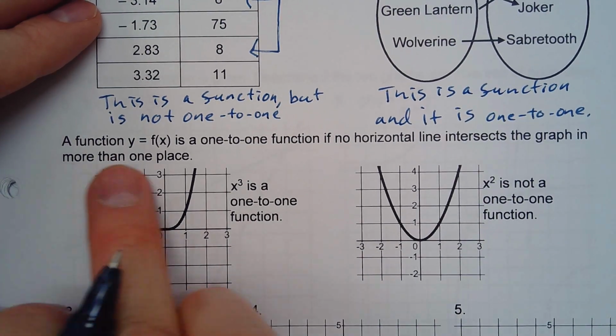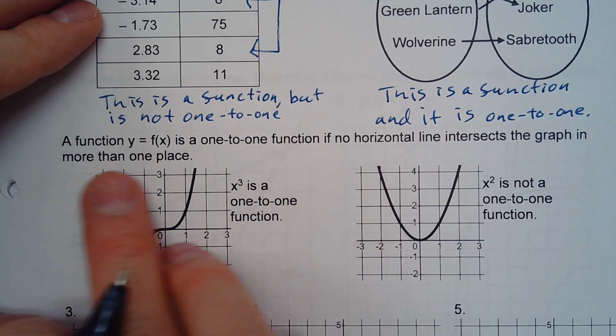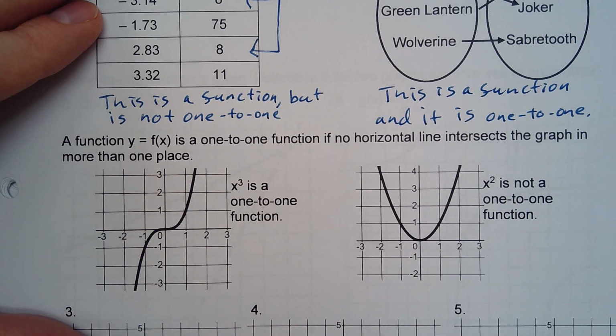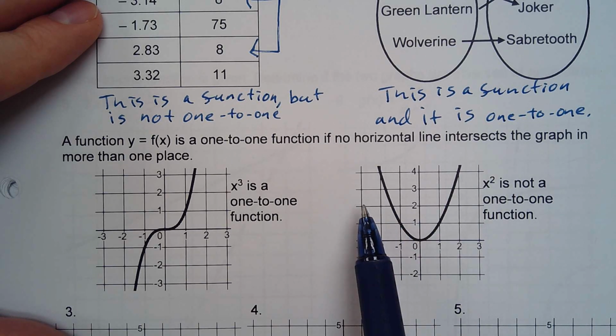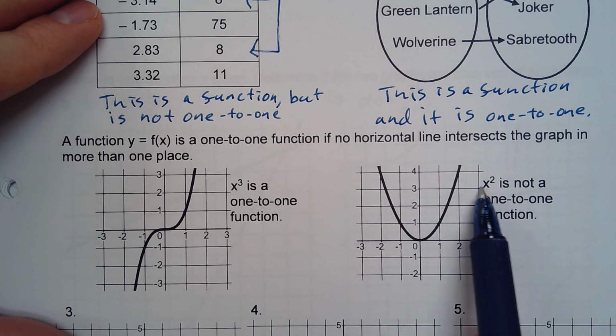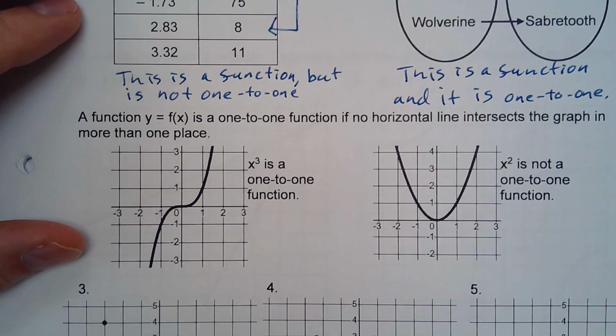And remember, a function f of x is one-to-one if no horizontal line intersects the graph in more than one place. So my x cubed function would be one-to-one, whereas we talked about earlier that my squared function is not one-to-one. I can take a horizontal line right here, and it's going to hit 2 points on the graph.